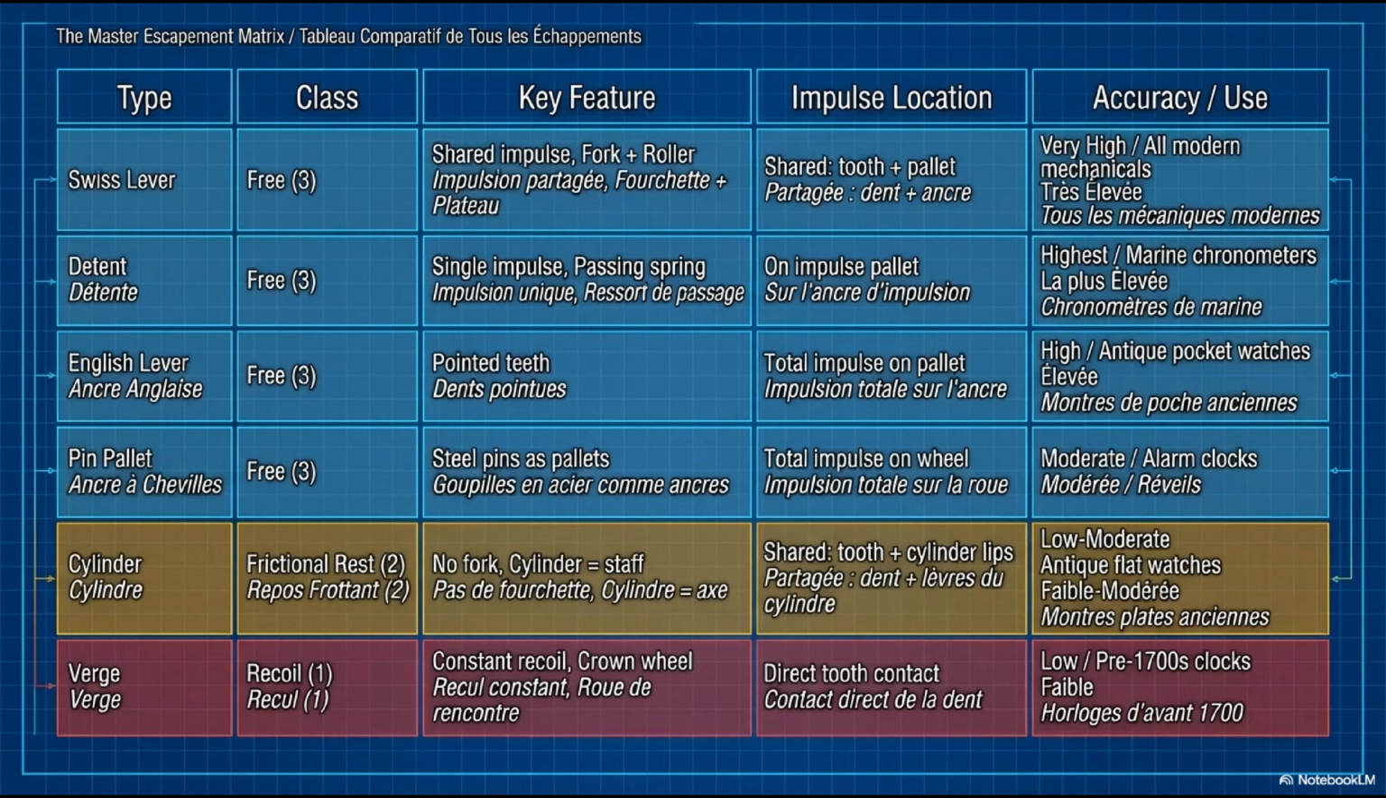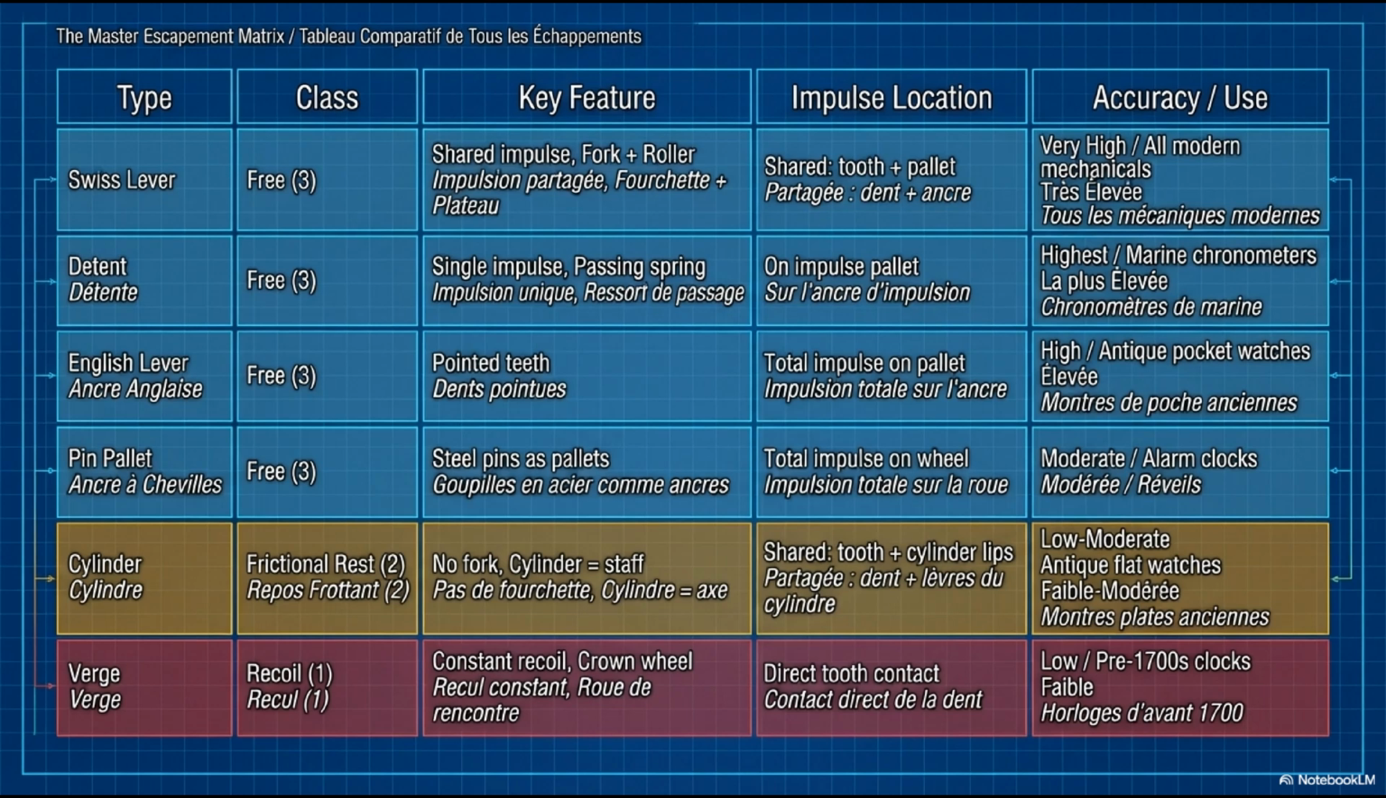This is the master comparison table, tableau comparatif de tous les échappements. Your complete reference for all 6 escapement types in Chapter 6. Swiss lever, Class 3 free. Key feature: shared impulse, fork plus roller. Impulse location: shared between tooth and pallet. Accuracy: very high. Use: all modern mechanical watches.